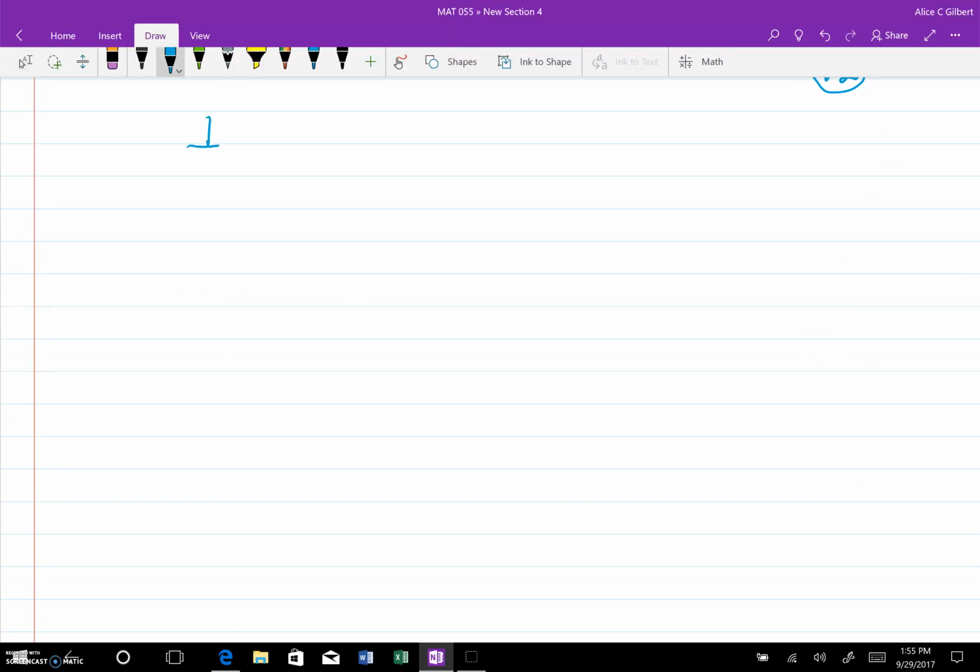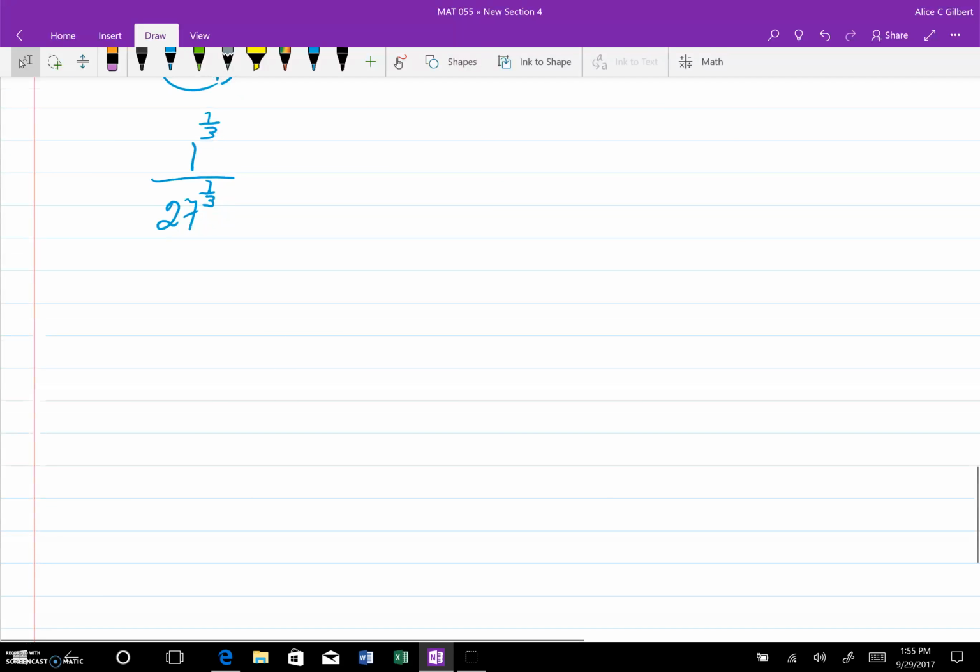What if I had something like 1/27 to the 1/3? Well, first I'm going to take the 1/3 and distribute it into each of these because they're being divided. I can only distribute it in if it's being divided or multiplied. So this is 1 to the 1/3 over 27 to the 1/3. And now I can put the numerator and the denominator in radical form.